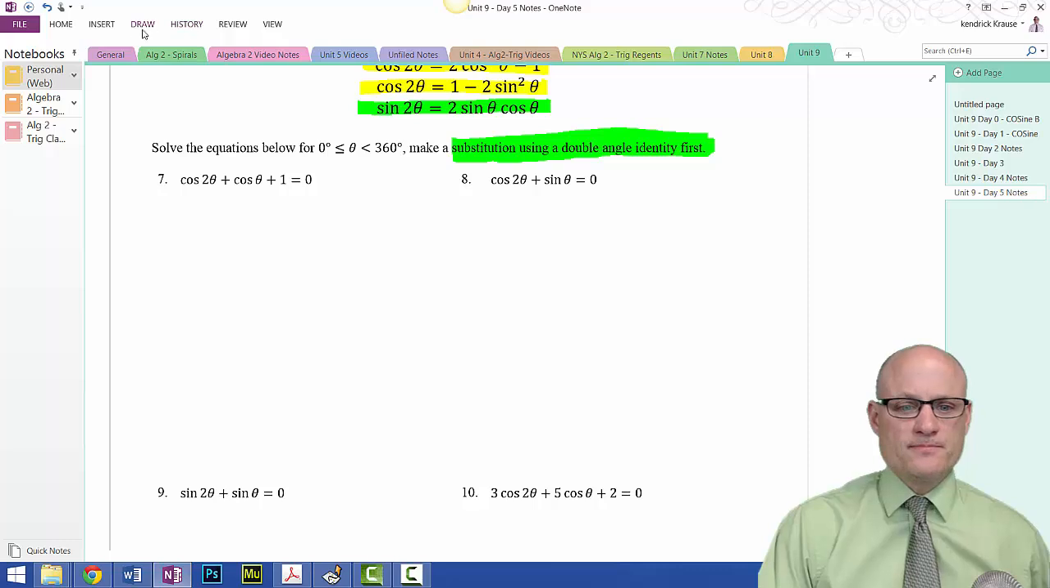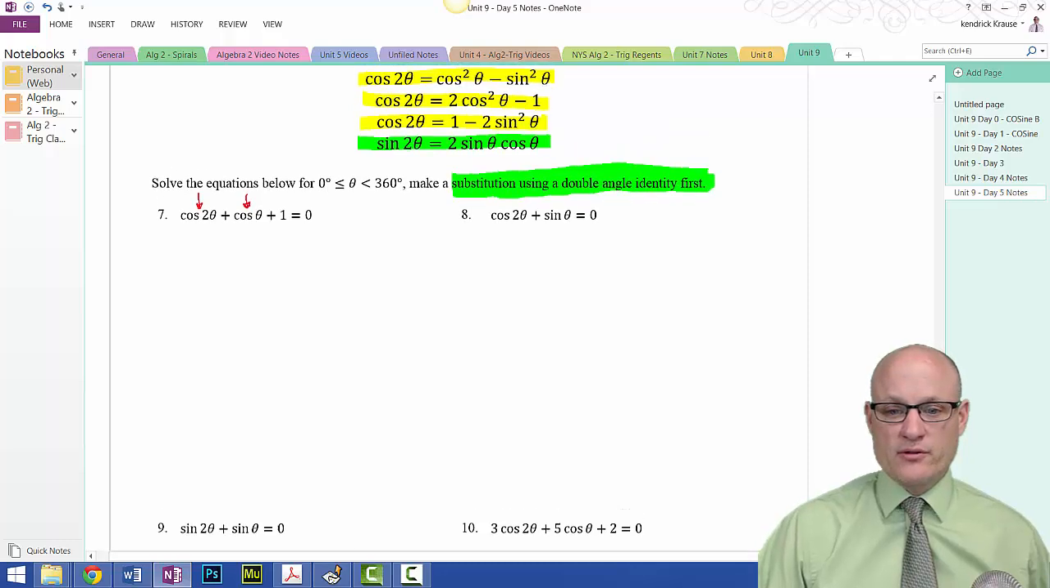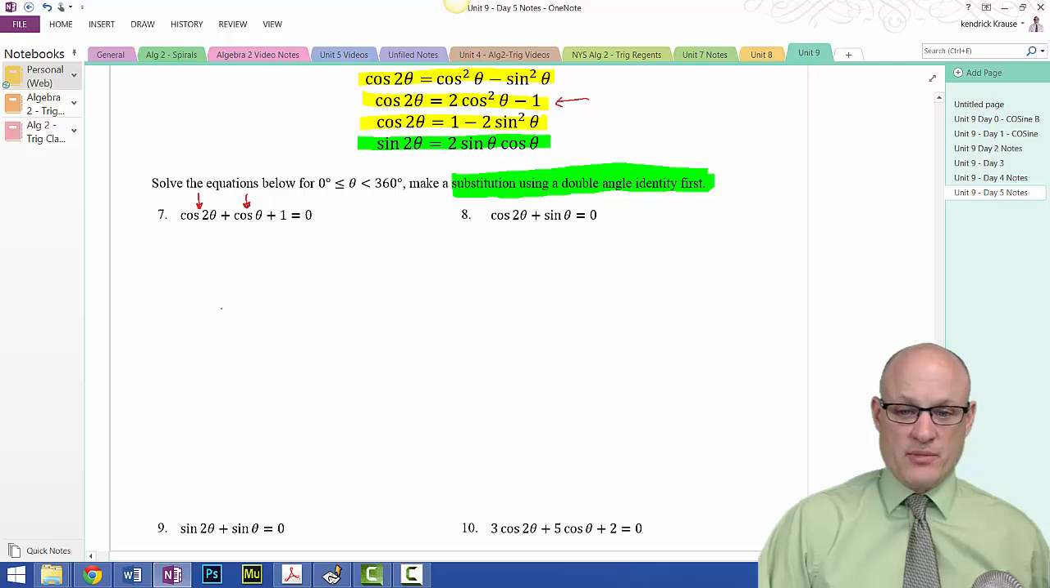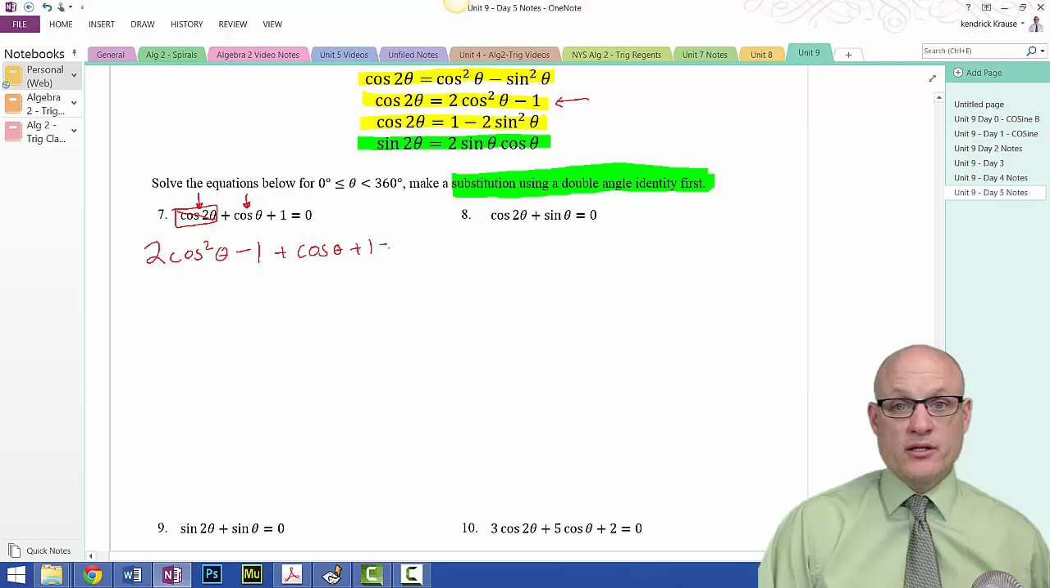So here's how it's going to work. There's cosine of 2 theta, and I have cosine of theta right there. So I'm going to replace this cosine of 2 theta with this one, because it's got cosine in it. When I get rid of this and replace it with what it's equal to, 2 cosine squared theta minus 1, and then I'll just write the rest of it, plus cosine theta plus 1 equals 0.